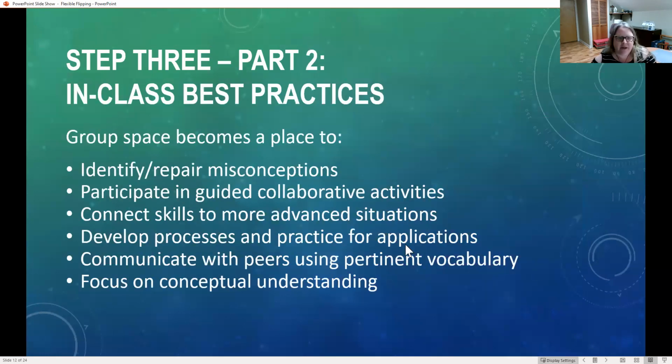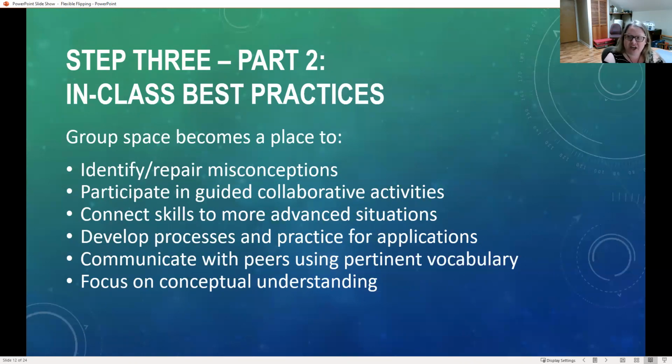The last part, so here are some of the best practices, some of the things that I found over time by mistakes and things that went really well, right? Best practices for using the group space. Identifying and repairing misconceptions, right? Once you've taught something a couple of times, you know the places where students misunderstand things. You know where they make common problems. This group space is the time that you really want to address those.